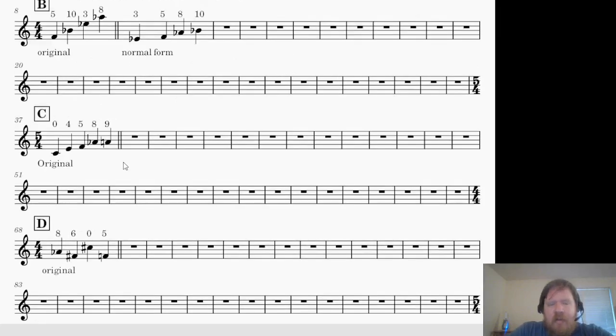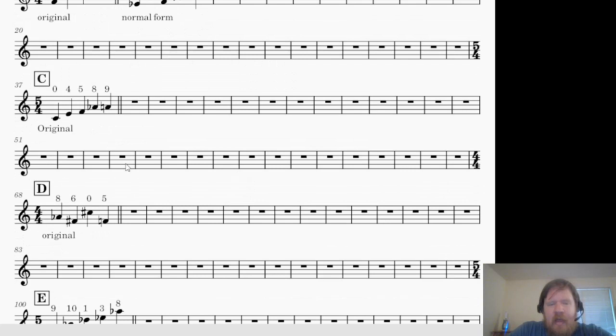Okay, you're probably starting to get the hang of this now, but let's do a few more just to be sure. So we're going to find the normal form of this pitch class set here at letter C. I'm going to do the same thing I did before. First of all, it already actually is in ascending order, so I don't have to do anything. You see it goes 0, 4, 5, 8, 9. It's already in ascending order, so that helps a lot.